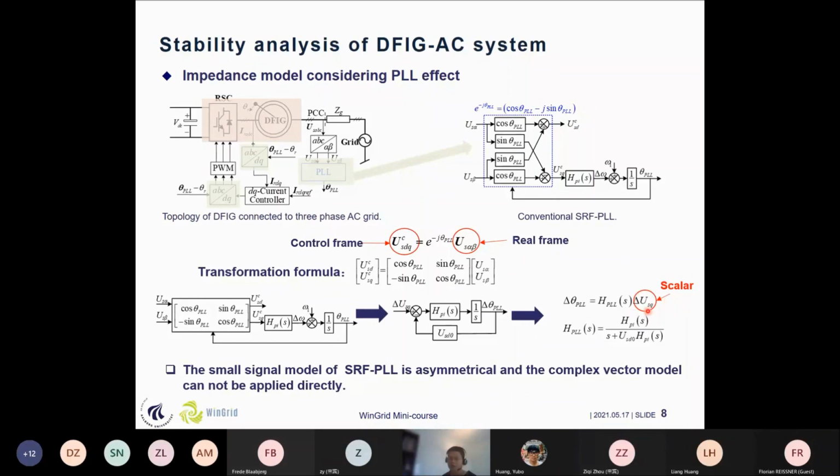What is symmetric? What is asymmetric? Asymmetric means that it can't be simply represented by a complex variable form, because here we have the DX voltage and QX voltage. Since the stator CWPL is only related to the QX voltage, it is asymmetric, and the complex vector model can't be applied directly.